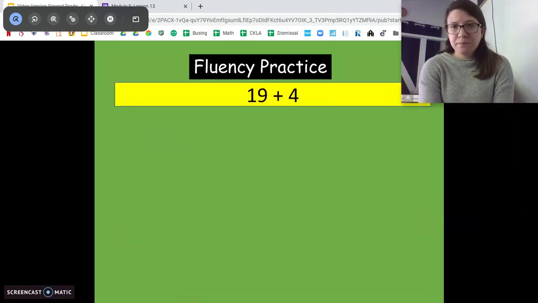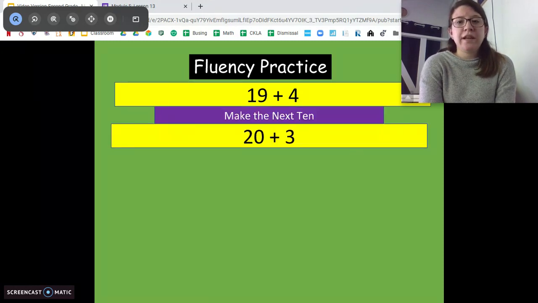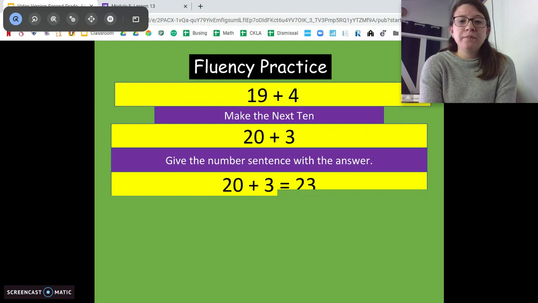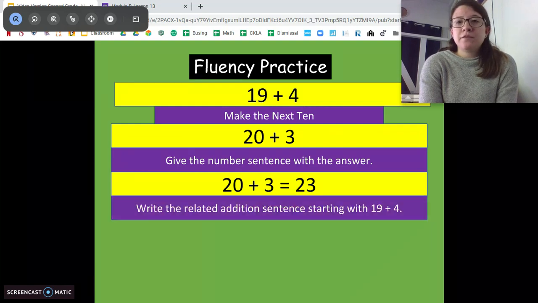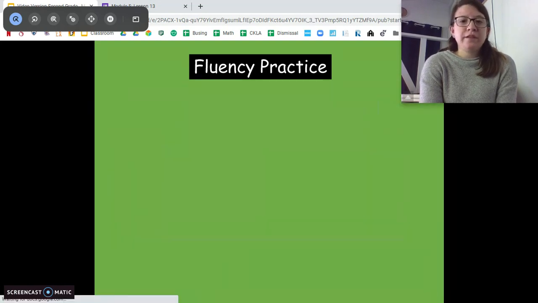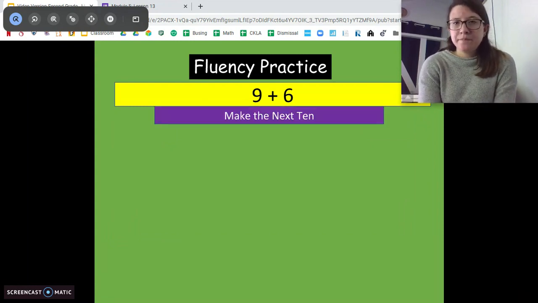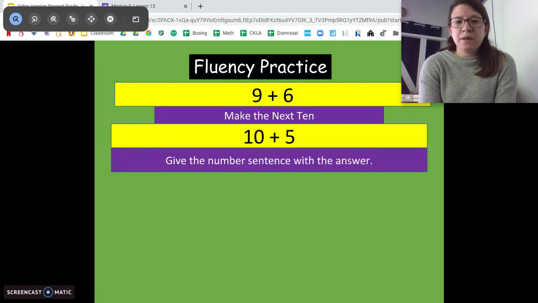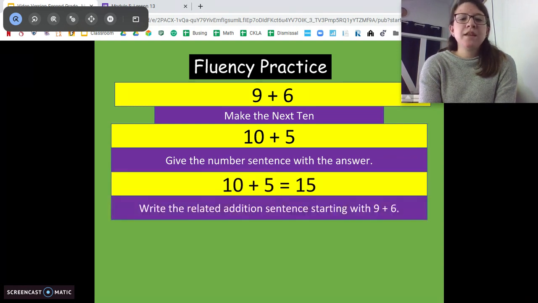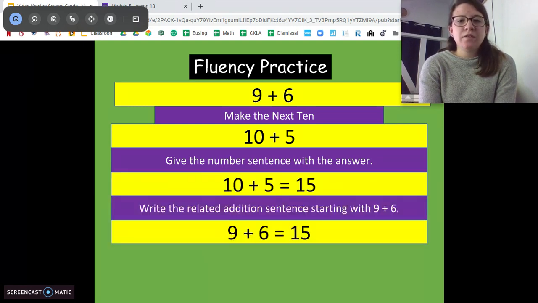Okay. 19 plus 4. 20 plus 3. Good. Say it in a complete number sentence with the answer. 20 plus 3 equals 23. Good. And then 19 plus 4 equals 23. Good. Next one. 9 plus 6. Make the 10. 10 plus 5. Good. Tell me the answer in a complete number sentence. 10 plus 5 equals 15. 9 plus 6 equals 15.